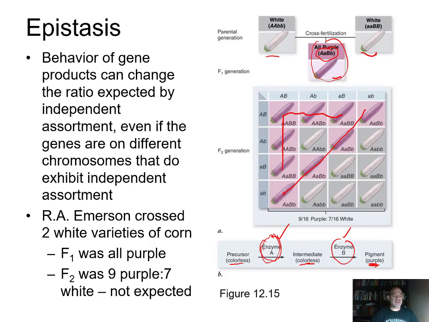So again, this idea of epistasis is seen in other examples, like Labrador retrievers. Those dogs, you have black labs, you have the yellow lab, and then you have the chocolate lab, right? Epistasis is seen there too. That's another good example they use there.